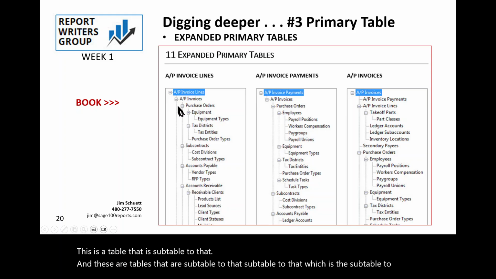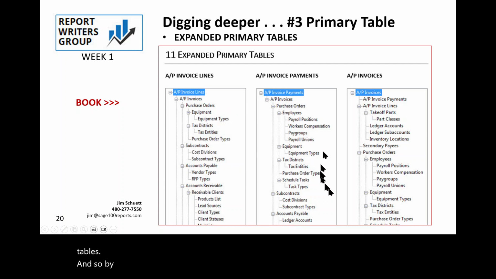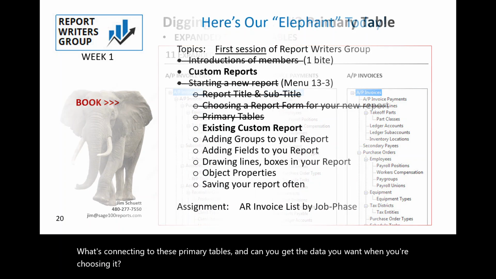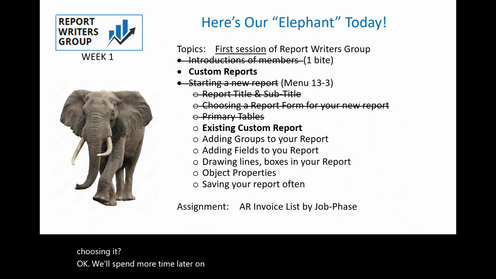You need to open them up and see these are the fields inside these tables. By opening these up for you, it makes it so much easier to assess what's connecting to these primary tables, and whether you can get the data that you want when you're choosing it. Okay, we'll spend more time later on the primary tables, but let's go on to an existing custom report.